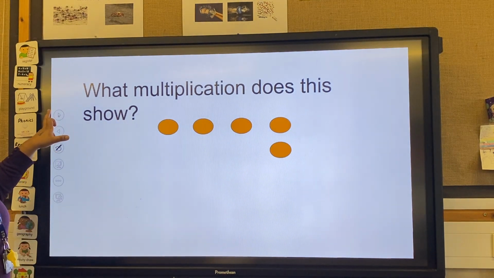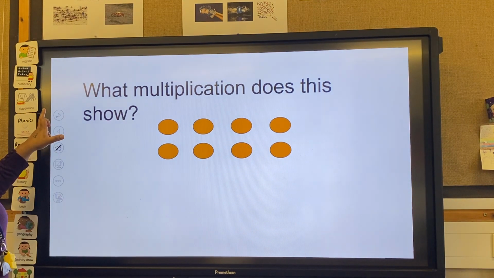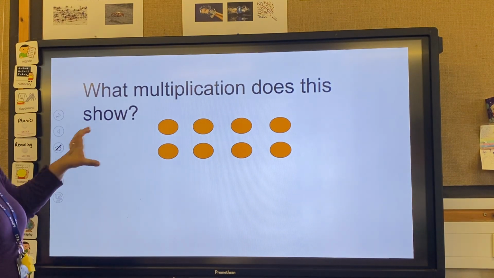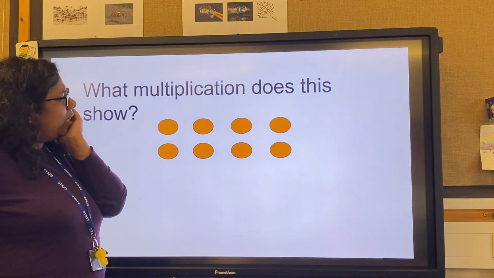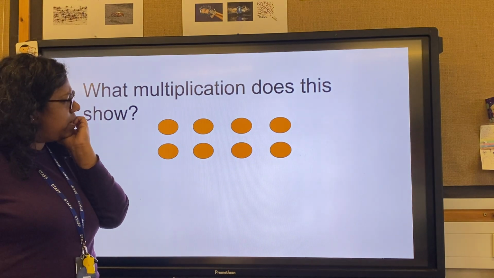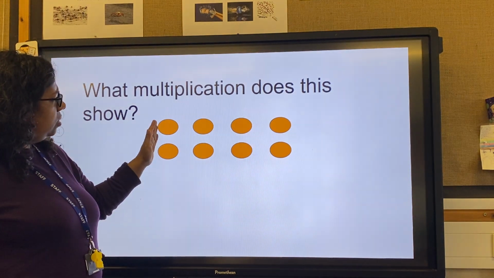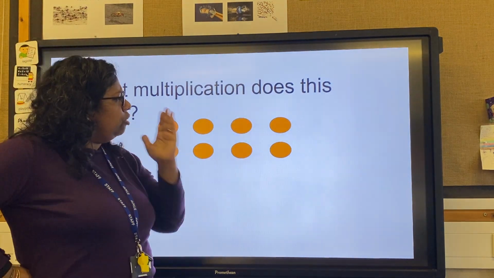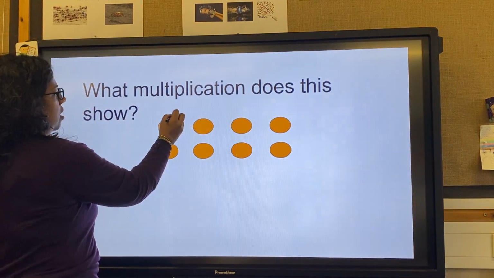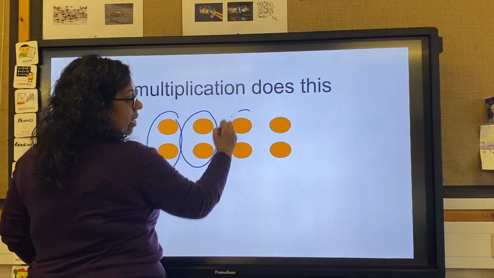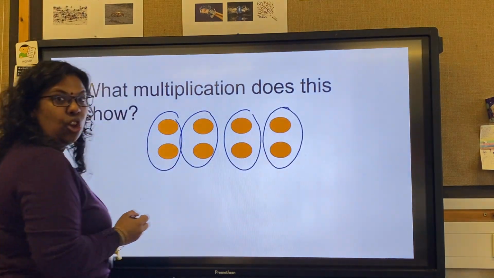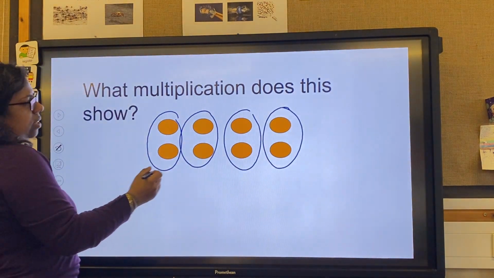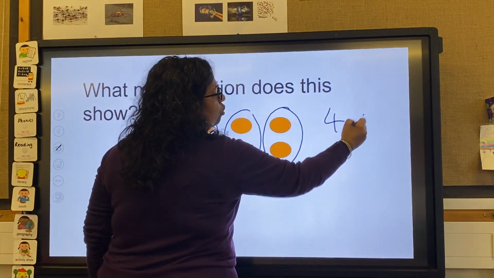Right? Oh, moving, moving, moving. Fantastic. Okay? So, I have, and I wonder, what does it show? What multiplication does it show? I can see, let's count my groups first. I have 1, 2, 3, 4 groups. And in each group, I have, how many? Exactly 2 in each group. So I could say it's 4 groups of 2.